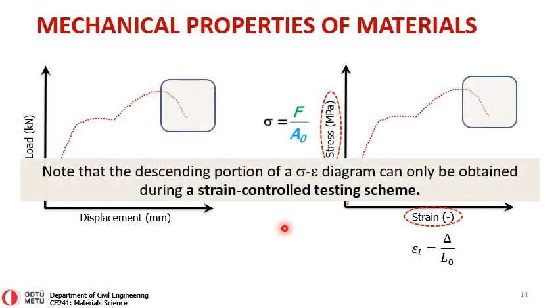There is something that I have to mention, that the descending portion of this stress strain diagram can only be obtained during a strain controlled testing scheme. The reason is simple, because during a load control scheme, the load is applied linearly, and we cannot apply an unloading scheme.